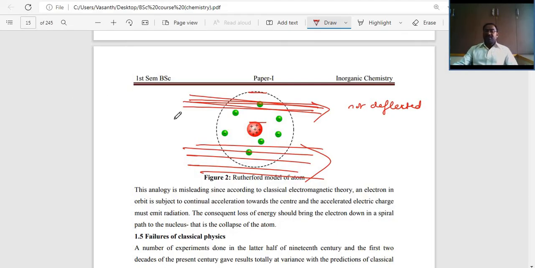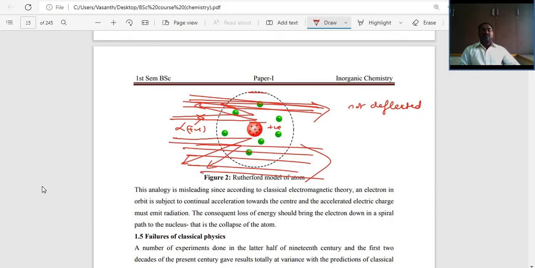The alpha particle has a positive charge, and the nucleus has a positive charge. When the alpha particle comes near to the nucleus, the positive repulsion between the alpha particle and nucleus is why the alpha particles are deflected.